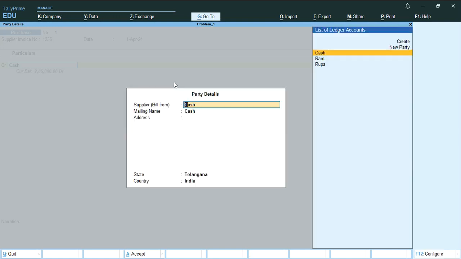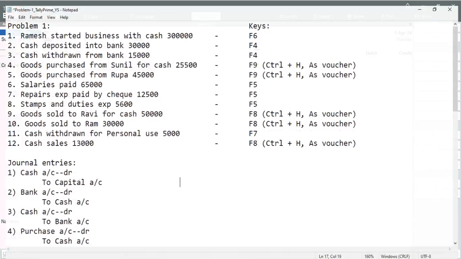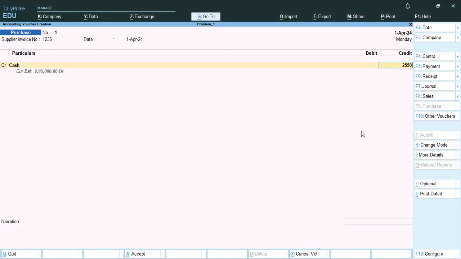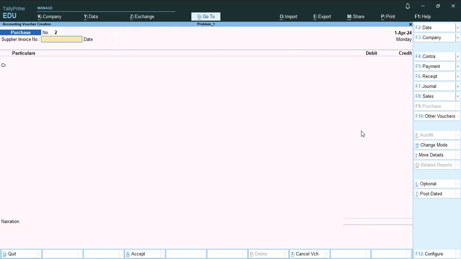And all the supplier details, if you have anything. So how much amount are we purchasing? 25,000. Purchase. Okay. Here we will be writing the narration: goods purchased on cash basis. Okay. Next.